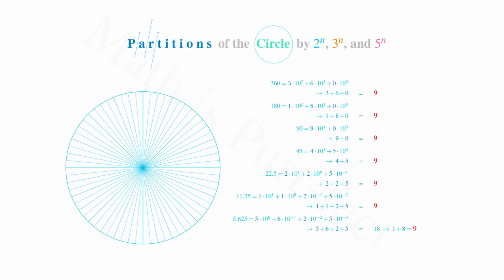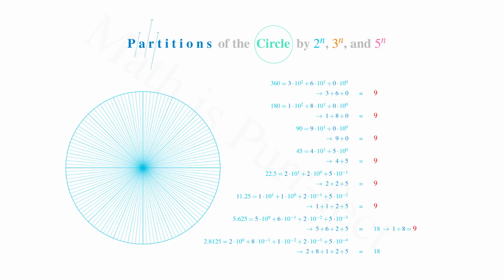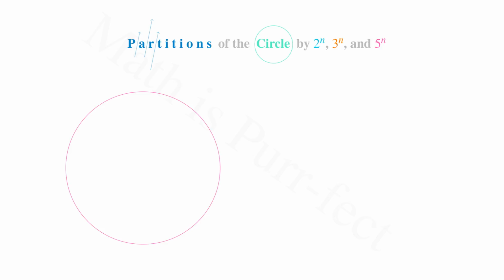Finally, dividing the circle into 128 partitions gives us 2.8125 degrees, or 2 times 10 to the 0th, plus 8 times 10 to the negative first, plus 1 times 10 to the negative second, plus 2 times 10 to the minus third, plus 5 times 10 to the minus fourth. Adding 2, 8, 1, 2, and 5 gives us 18, which, as we saw above, reduces to 9. Continuing with factors of 10, let's now divide the circle by powers of 5. As seen in our previous analysis, the decomposition of 360 itself leads to a Pythagorean reduction of 9.